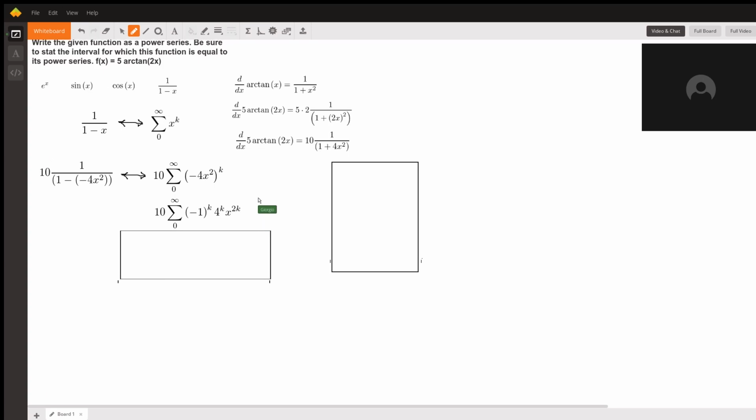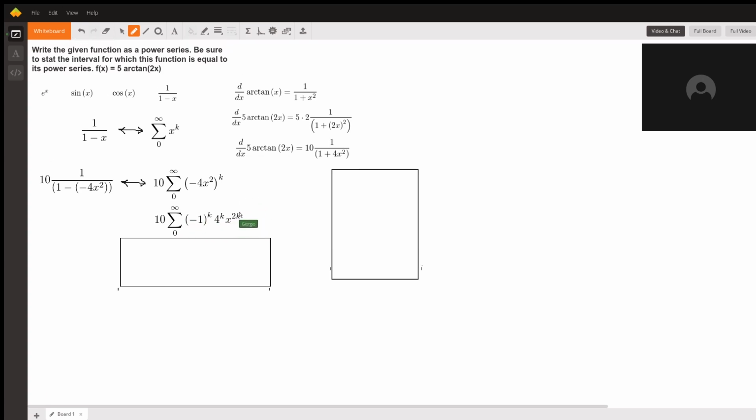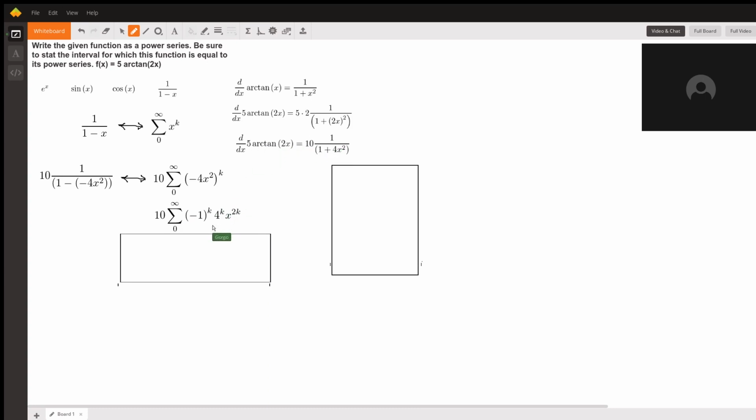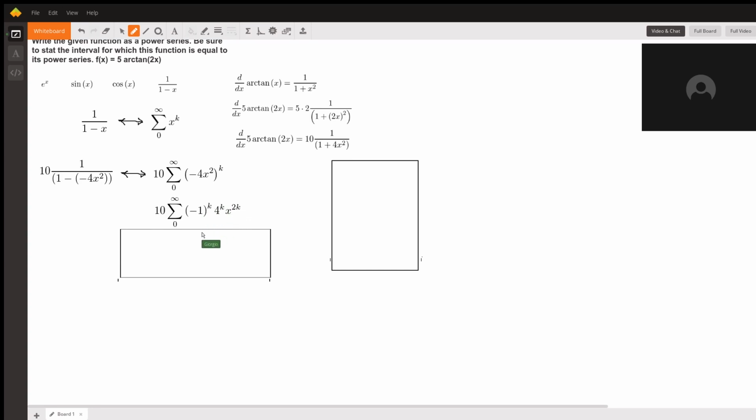And so now that we have the simplified sum of our derivative of the original function, to find the power series for the original function, we have to take the integral of this answer. So now we take the integral of the sum with respect to x. So all these terms that don't have x in them stay as they are. So we have negative 1 to the k, 4 to the k, and then we're going to add 1 to the exponent here, and then divide by that new exponent. So we have x to the 2k plus 1 over 2k plus 1. And then this is our final answer for the power series for 5 arctangent of 2x.